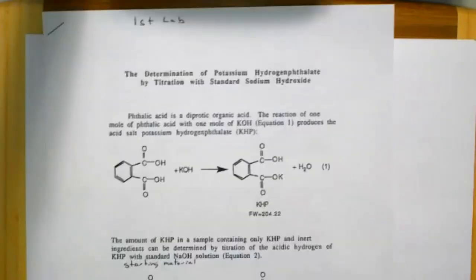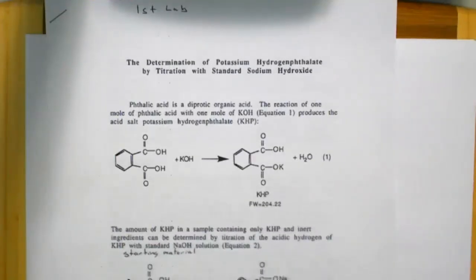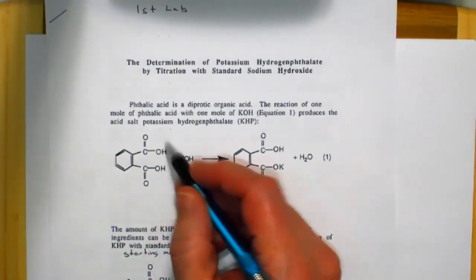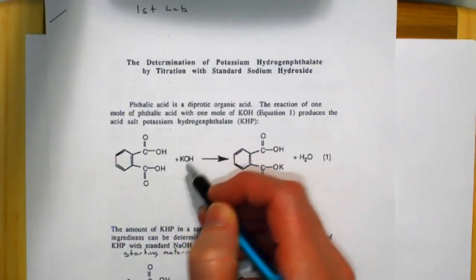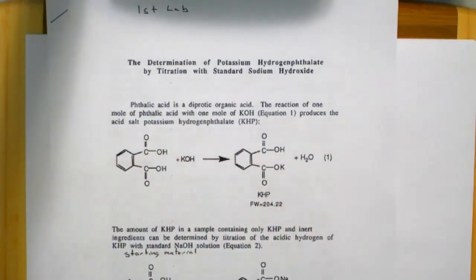So there's our first lab: determination of potassium hydrogen phthalate. Potassium, chemical symbol K, and the hydrogen phthalate, HP, so we call it KHP. And the weird thing is phthalic acid is diprotic, so it should be a 2-to-1 acid-base reaction, but we're not using that acid.